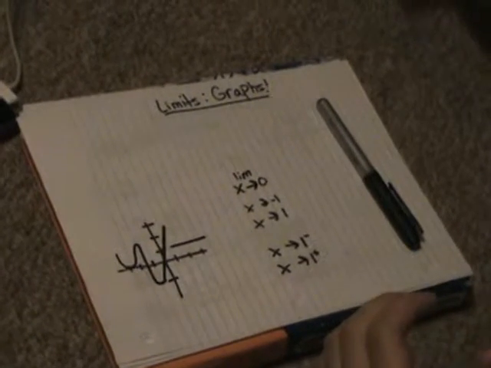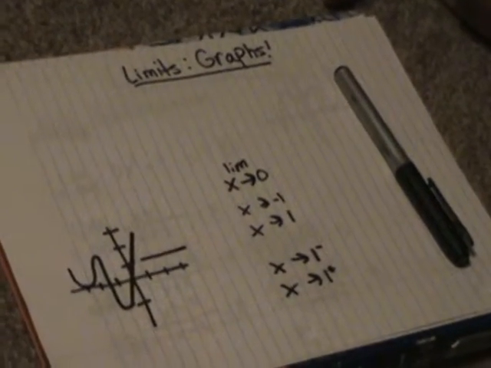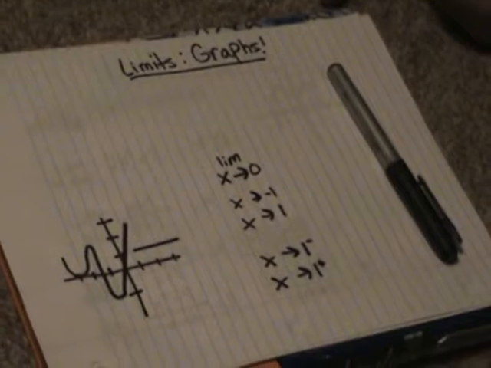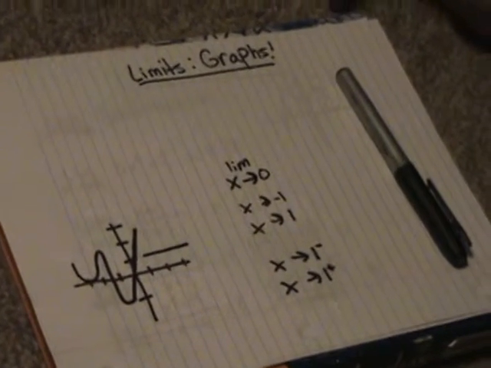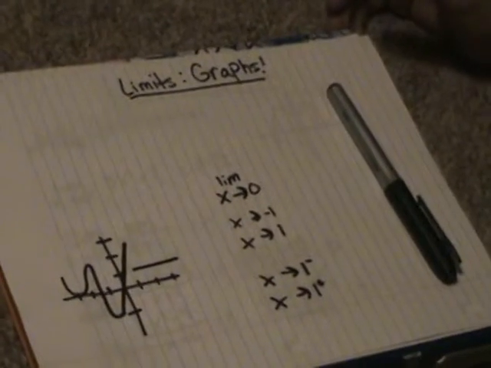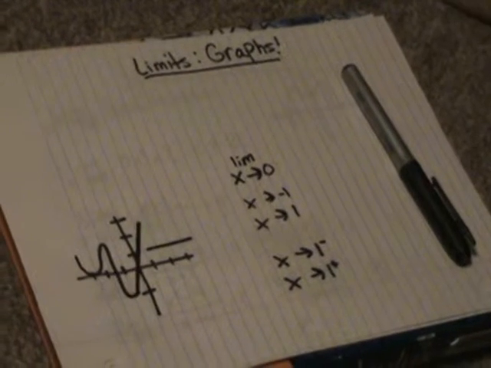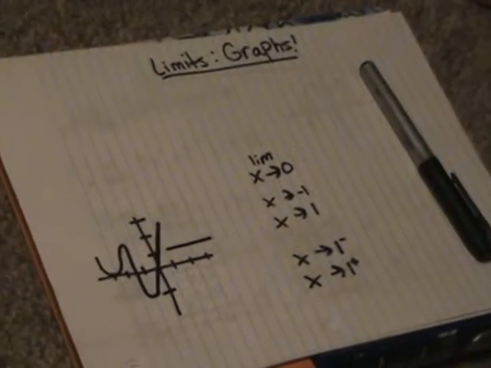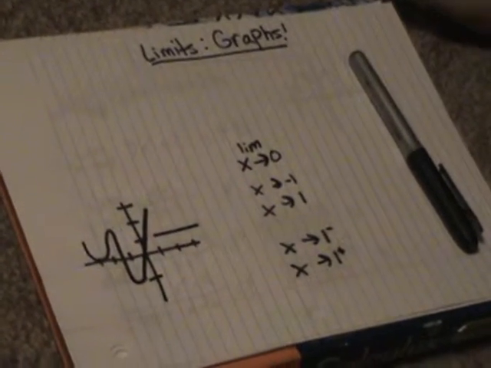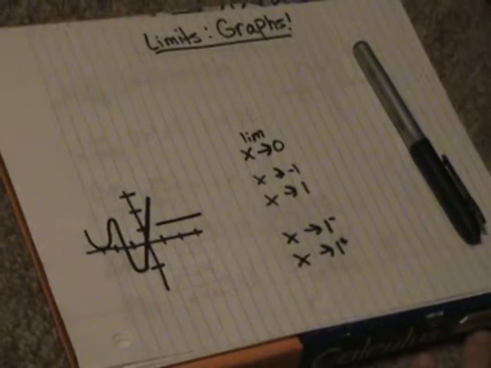This is limits on graphs. Yes, and you're never going to use this in your life, but I've got to teach you on it anyways. So, limits of graphs. We just taught you how to do it algebraically. Now, what if they give you a graph and they don't give you the equation, and you have to find these limits? Well, simple thing, just look at it.